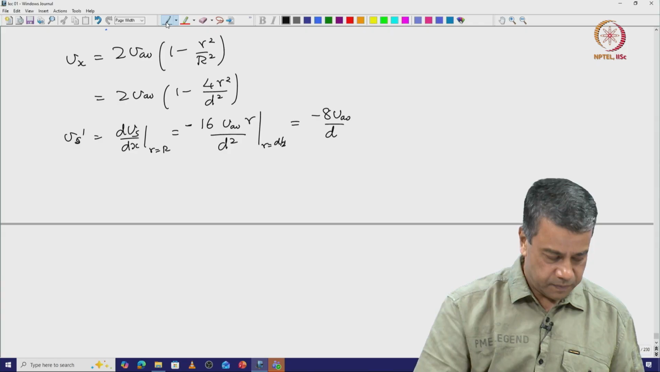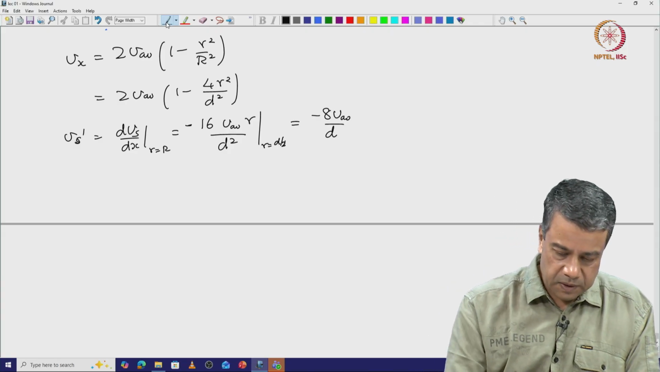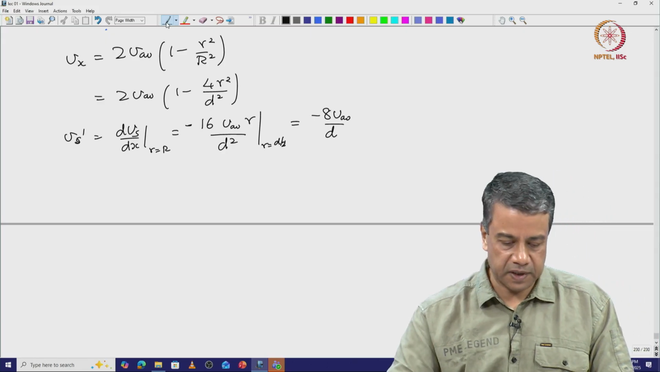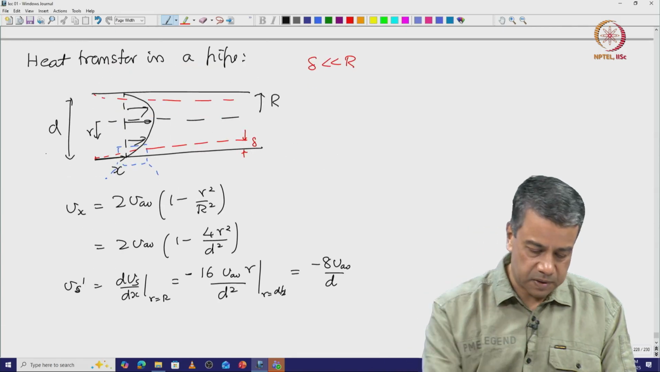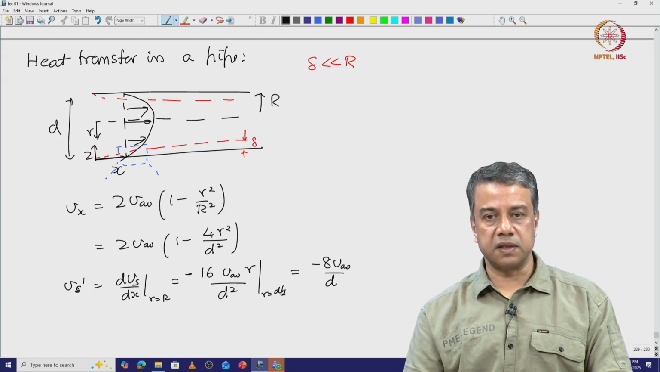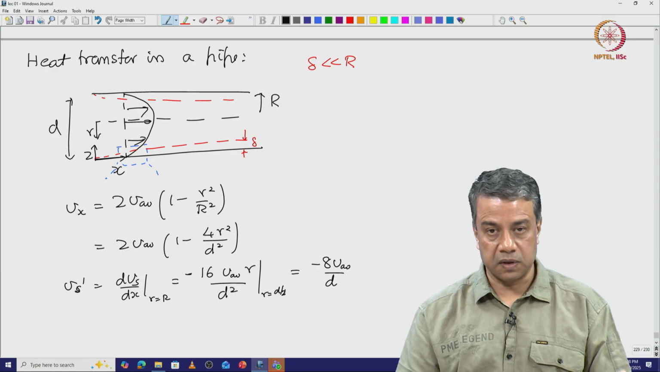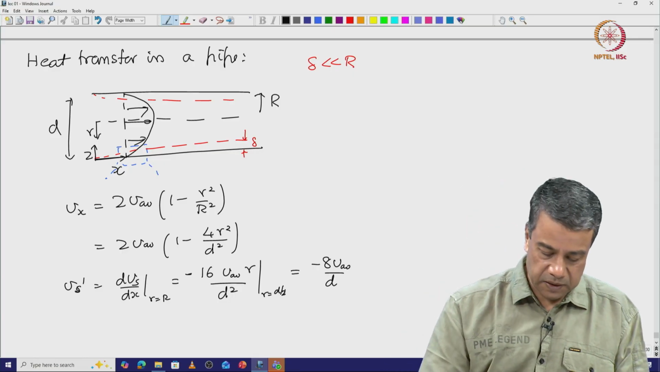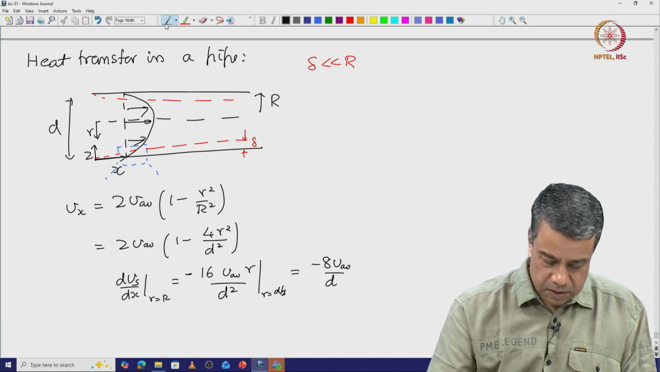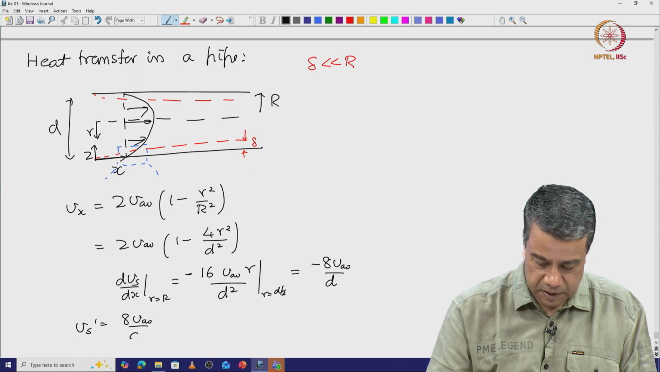So, therefore, this is dVx S by dx, the strain rate at the wall of the pipe. If I calculate it going into the pipe, note that my z coordinate was in the direction opposite to the r coordinate, and the strain rate was calculated with respect to the z coordinate, which was calculated from the wall, not from the center. So, therefore, the slope Vs prime is equal to 8 V average by d.